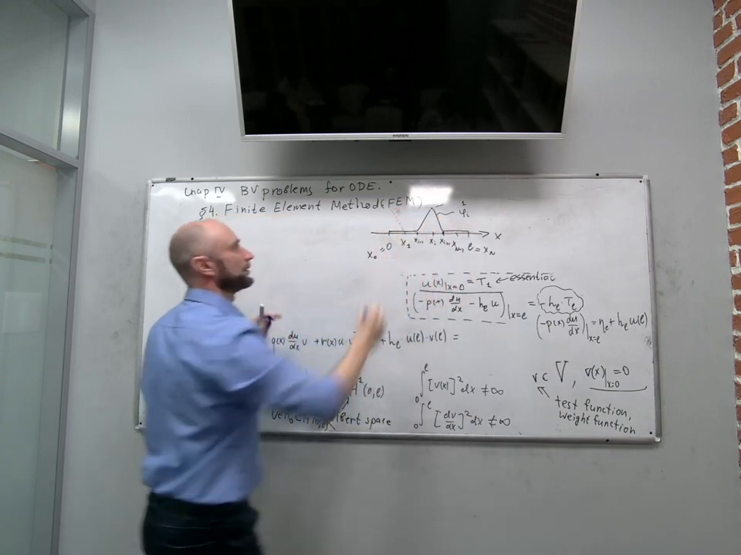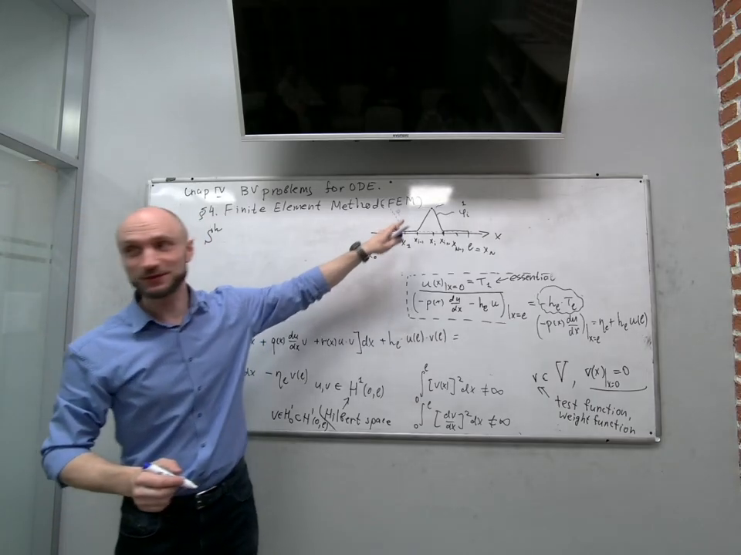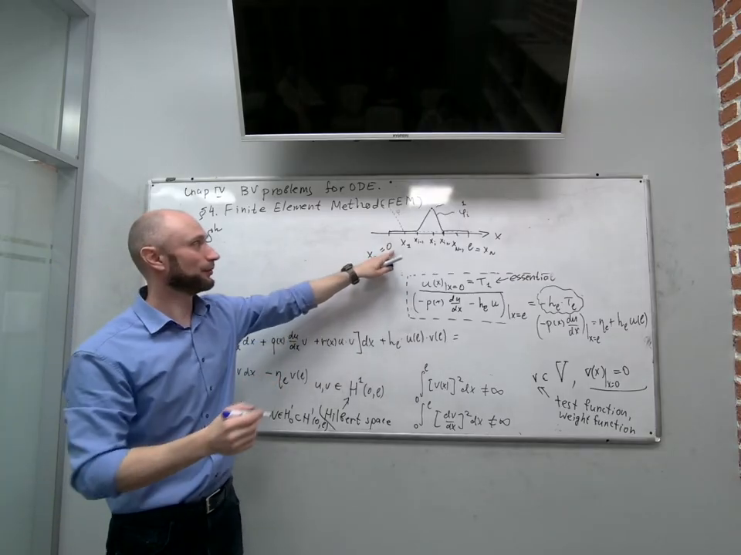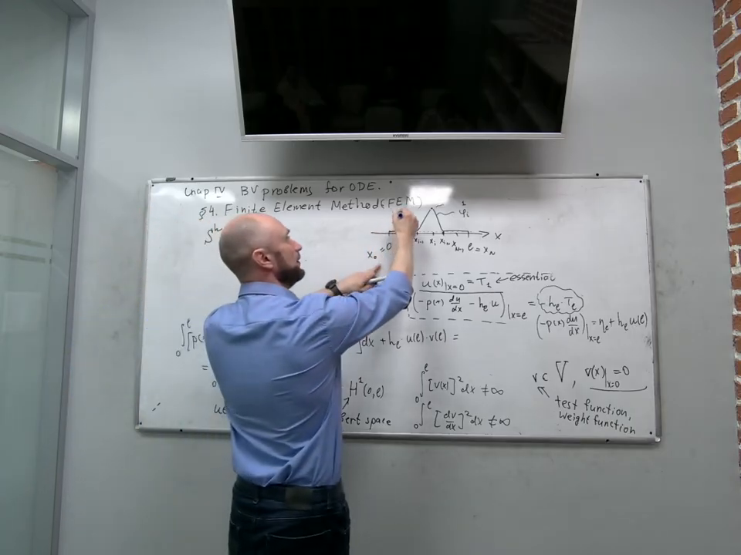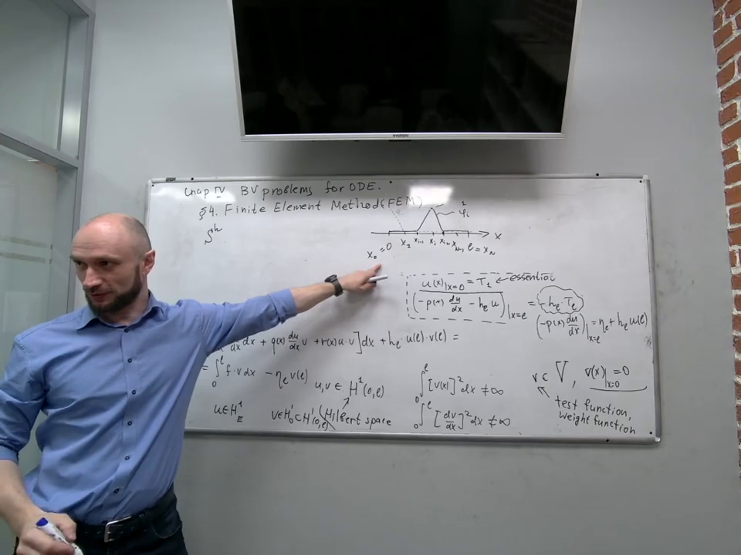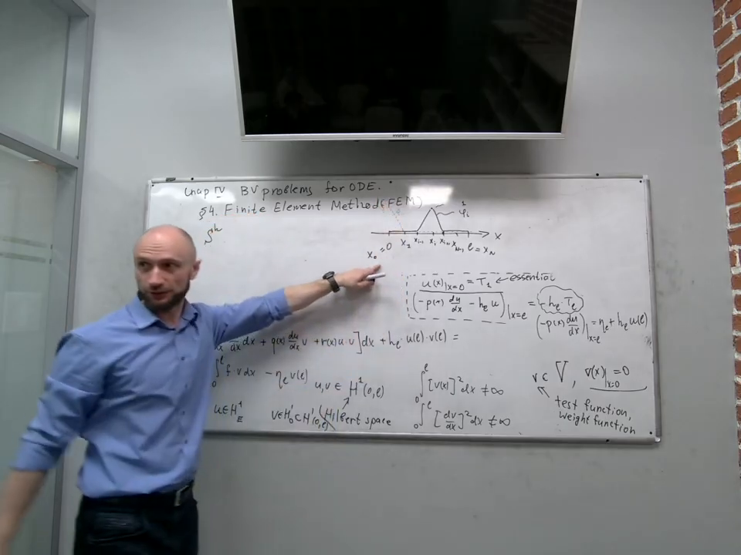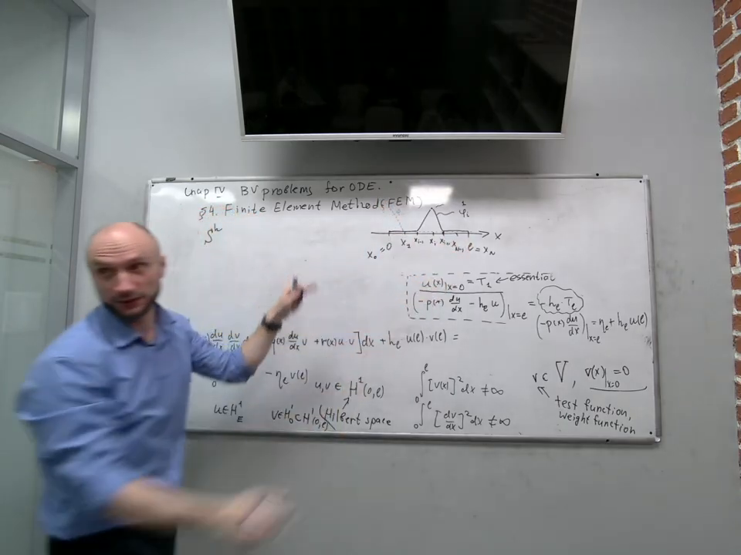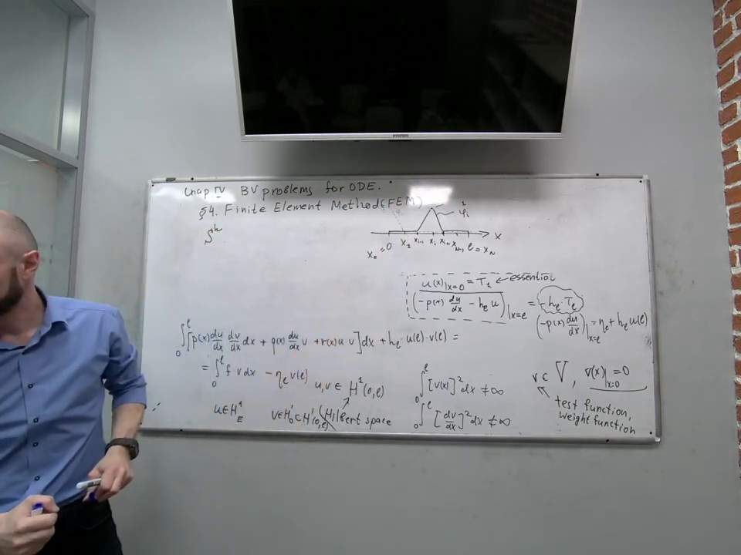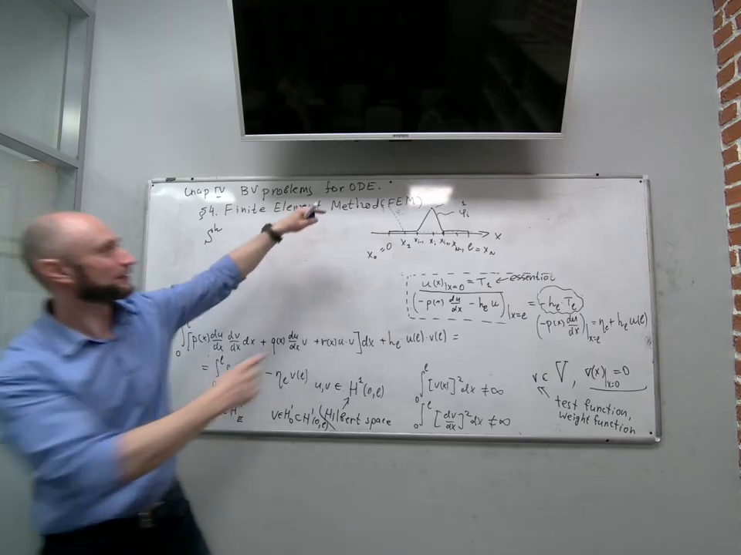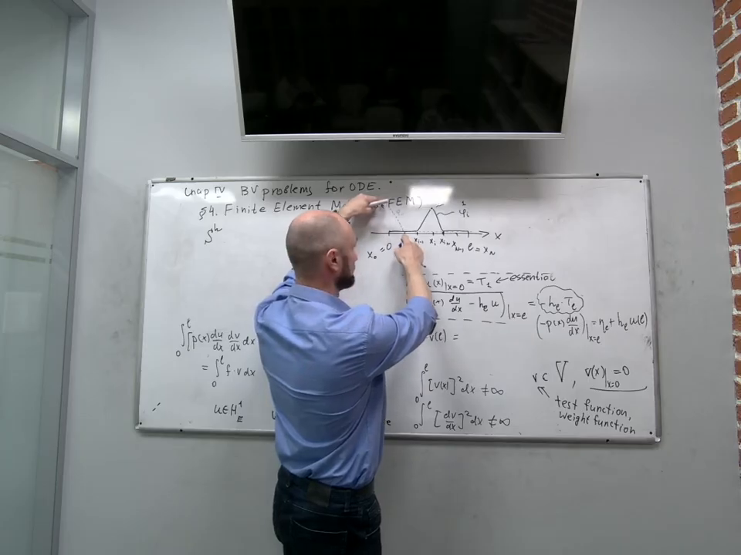So this is going to be phi with which index? What would be the index of this phi? 0. We start from 0. This is the node number 0, so it corresponds to the function phi_0. Okay, do you follow? This function takes the value 1 here and 0 everywhere else, except for this interval where it changes linearly. So we connect this 1 with the 0 with a part of a straight line. Okay?